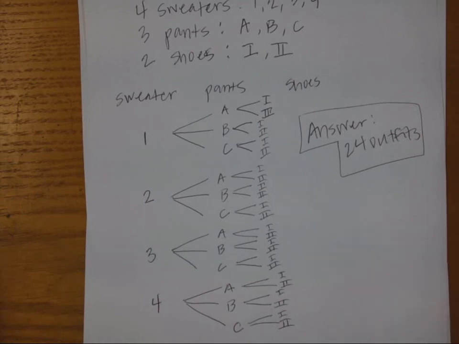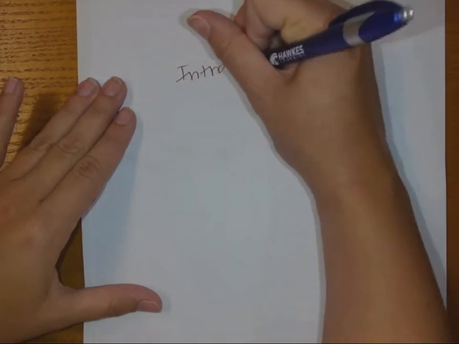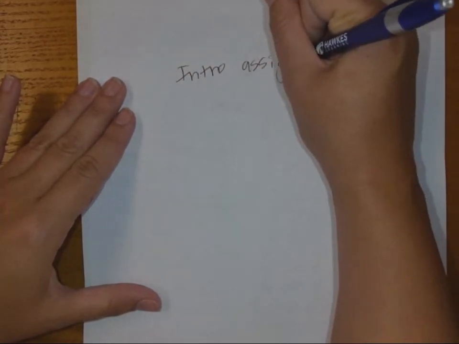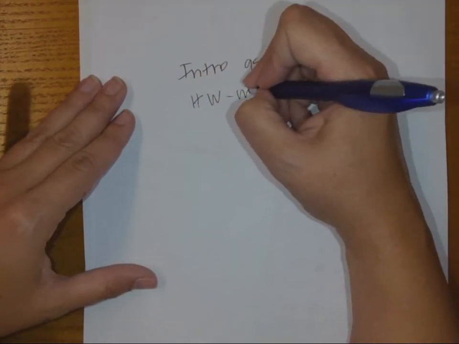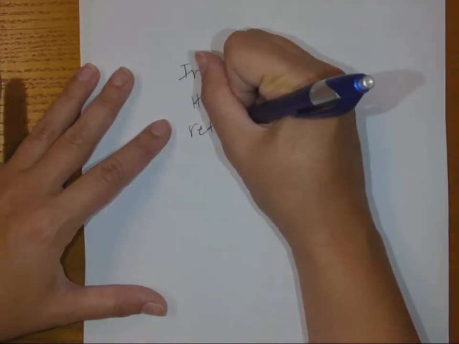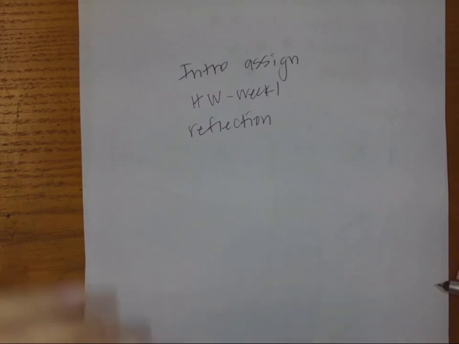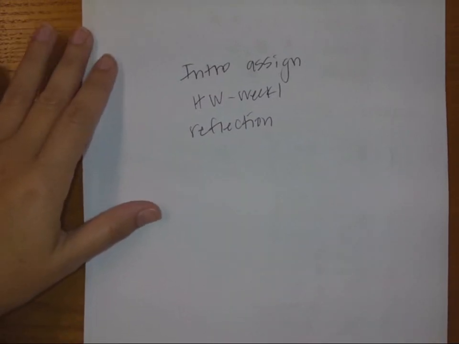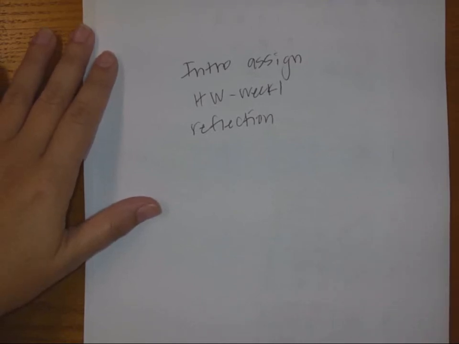Okay. So that is the end of the lectures for the week. So your homework assignments, these are all in Module 1. You have an introduction assignment. You have a homework for week 1 assignment. And then you have a reflection assignment. The reflection assignment is a short article to read about growth mindset versus fixed mindset, and then talking about your math journey so far and where you're at with your mindset.